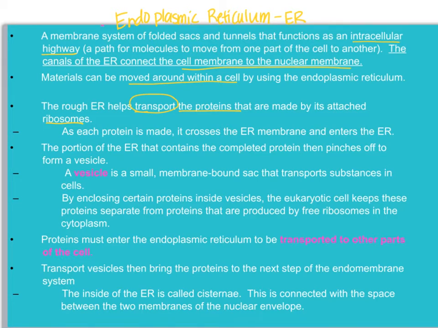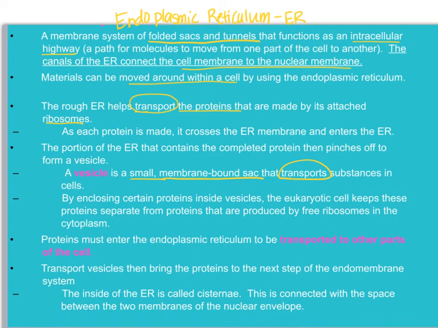So wherever it decides to leave, a portion of the ER kind of wraps around the protein and encases it into a little sac called a vesicle. Now, be very careful because a vesicle also transports things. But a vesicle is going to be a small little membrane-bound sac versus a set of folded sacs or tunnels. Both vesicles and the ER transport things within the cell, but a vesicle is just a little tiny pouch, basically.